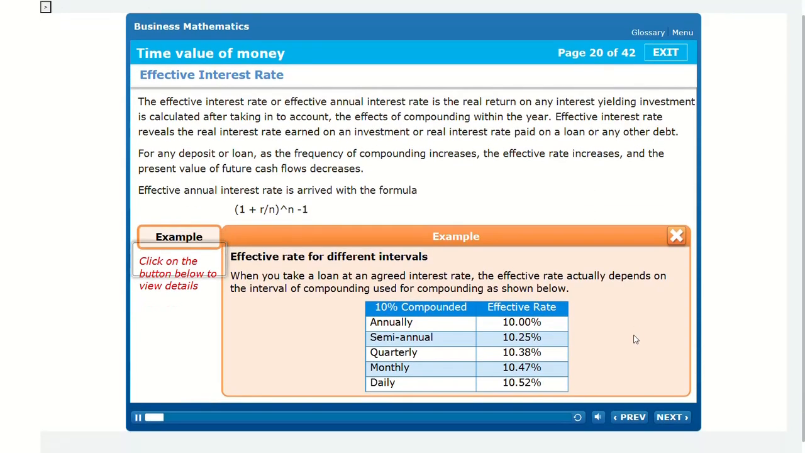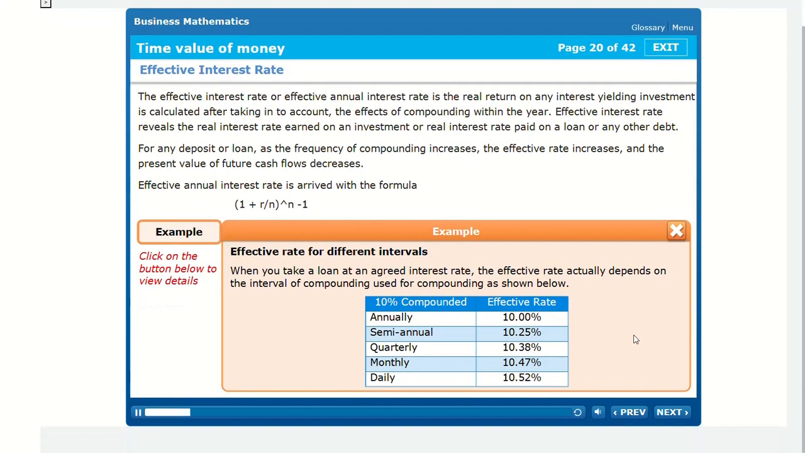Example. Effective rate for different intervals. When you take a loan at an agreed interest rate, the effective rate actually depends on the interval of compounding used for compounding as shown below. 10% compounded. Effective rate. Annually, 10%. Semi-annual, 10.25%. Quarterly, 10.38%. Monthly, 10.47%. Daily, 10.52%.